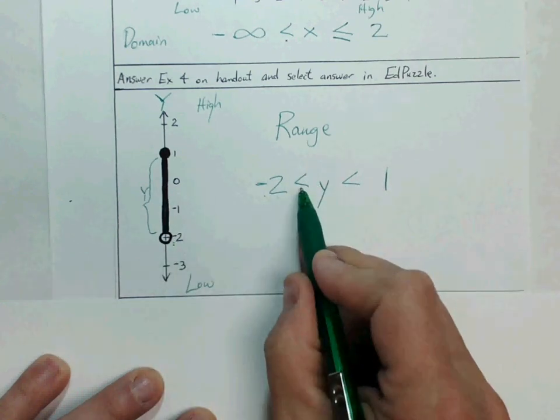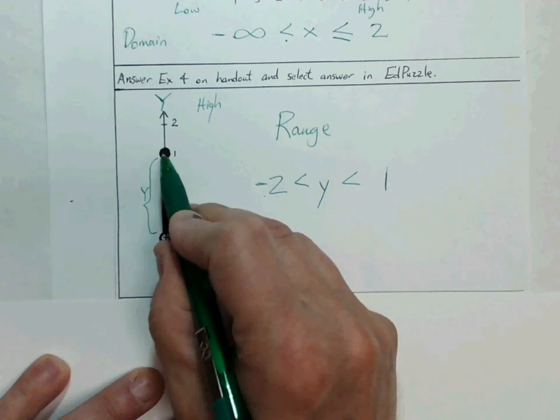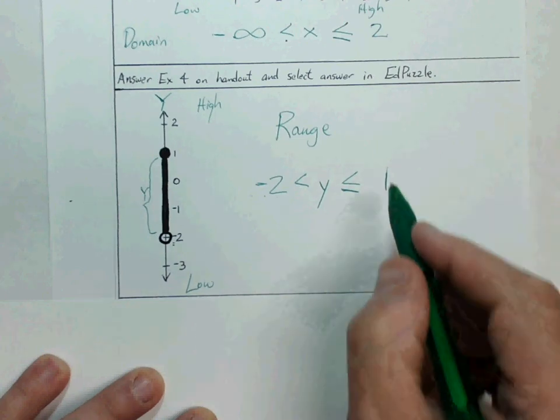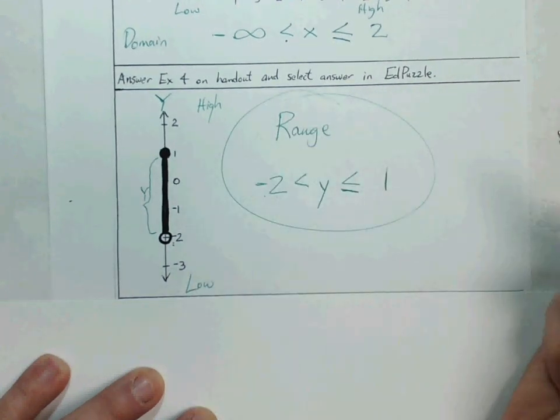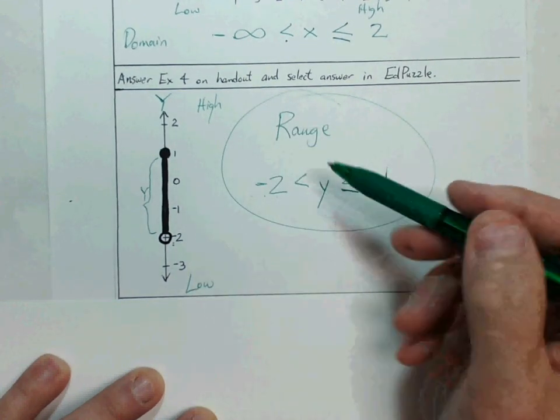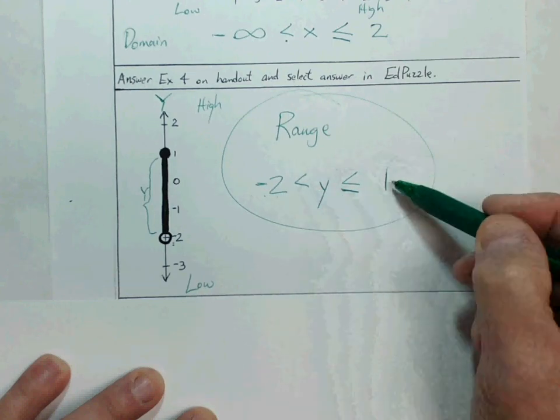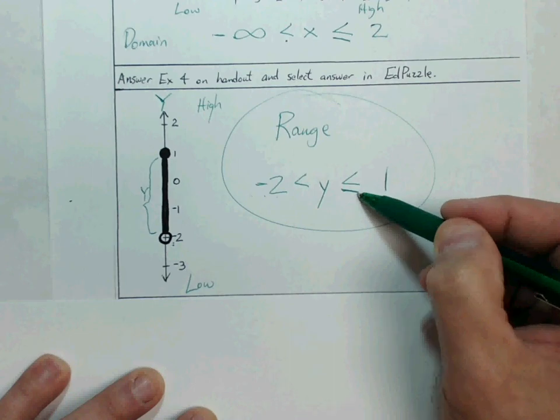Open dot, leave it as less than. Closed dot, we need to include 1, so we'll do that by saying this. And ladies and gentlemen, this is your range. All numbers between negative 2 exclusive and positive 1 inclusive.